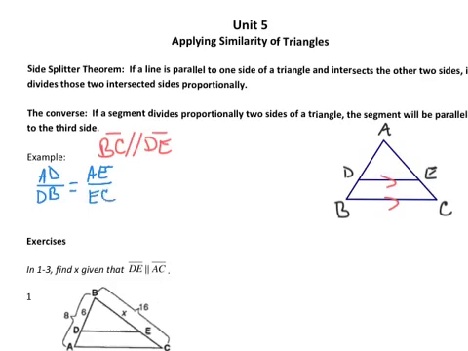And you can't do this for everything, so you do have to be careful. I can do the entire side to a segment. So I can say AB, which is the entire side, over either segment, DB, if I choose the bottom, that's going to be equal to AC over EC. That works. And there are others that would also work. AD over AB would work, equals AE over AC.